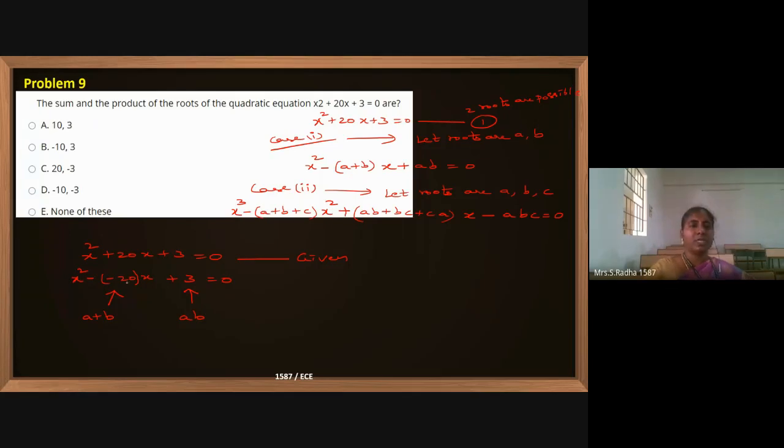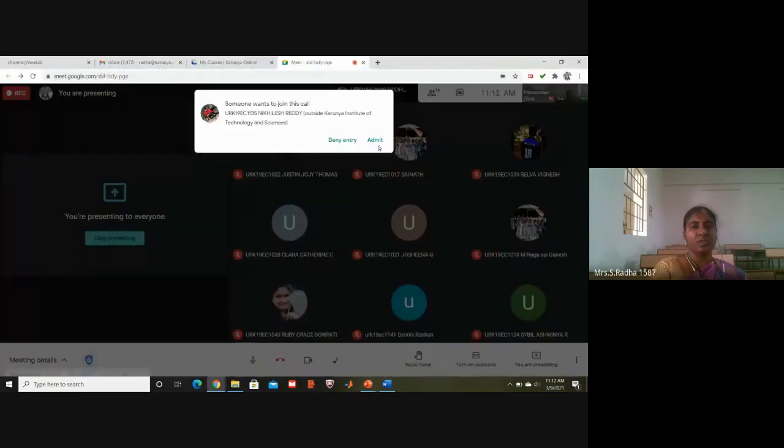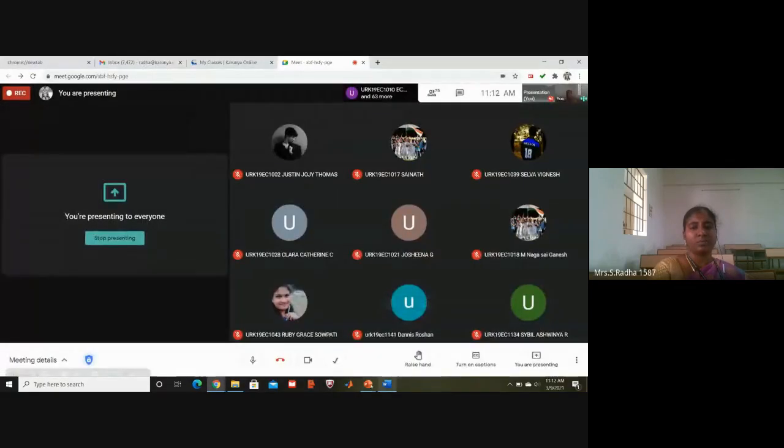Now you can check among the given options. Among the given options, the sum of the roots should be minus 20 and the product of the roots should be plus 3. We don't have any such possibility here. So in this question, the answer is none of these. I will move on to the next problem.